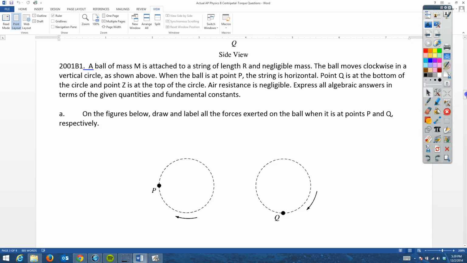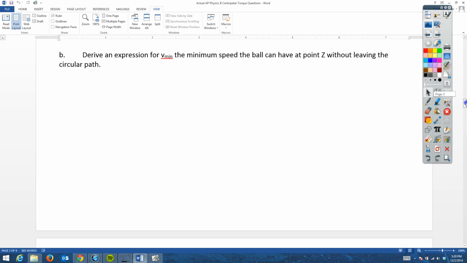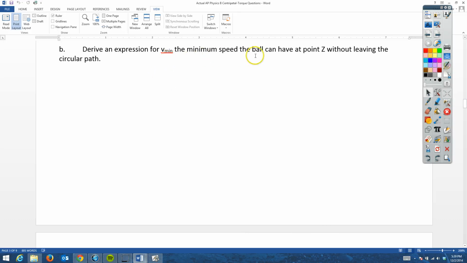For the next part of this problem, they want us in letter B to derive an expression for v min, the minimum speed the ball can have at point Z. Well, if we go back to the very beginning, you'll notice that point Z is at the very top, and there's something important here that we have to recognize. There is no tension pulling that ball down. Instead, the only thing bringing the ball down at point Z is mg. So if we did a free body diagram at point Z, the only thing you would draw is just mg. The string's still connected, but there's no tension in the string. The string is just there.